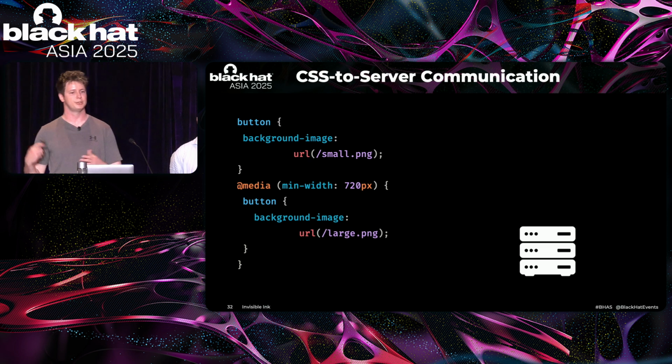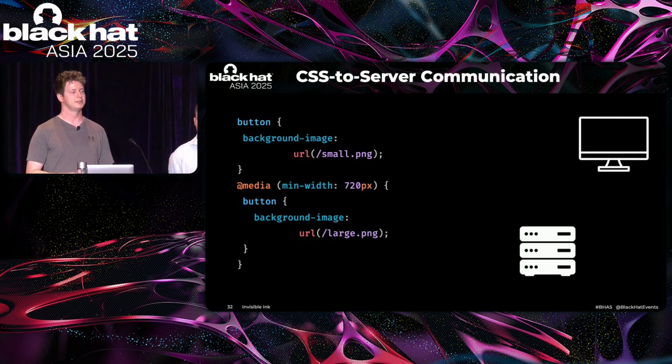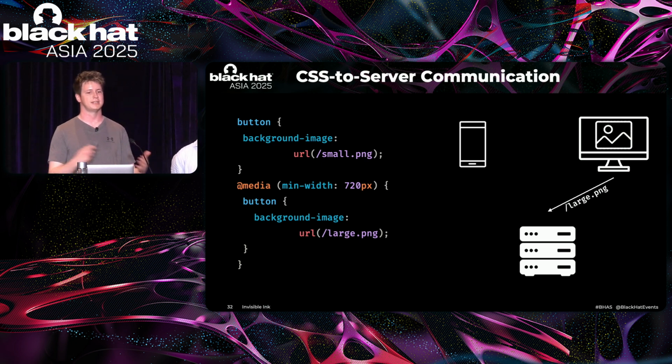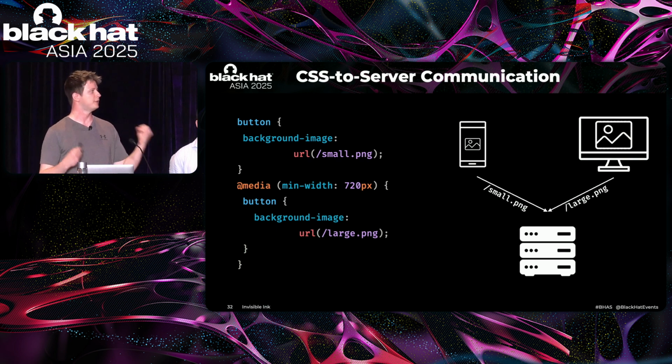And if now a computer with a big screen width connects to your system, well, then you just fetch the large PNG image. Versus if a mobile device connects, well, then you just fetch the smaller one. And one very interesting thing to note here is that depending on your screen width, you now conditionally fetch different resources from that server. So if you control the server that those resources are fetched from, you also learn something about the screen width of your users. So you'll learn whether or not the screen is at least 720 pixels in size.